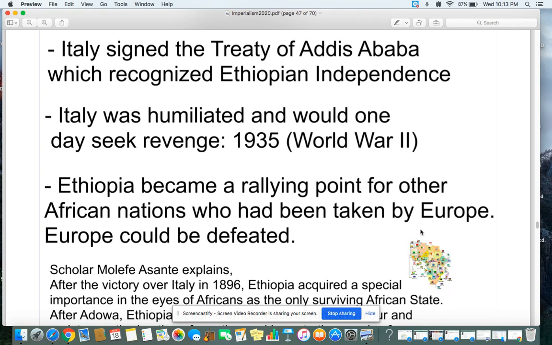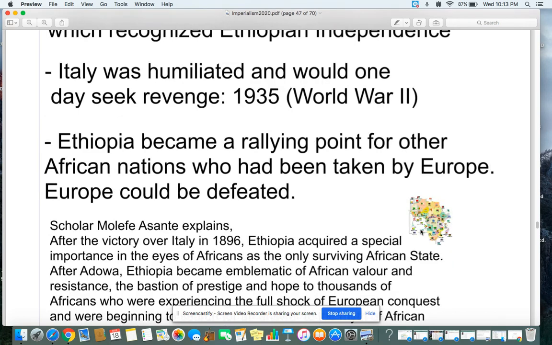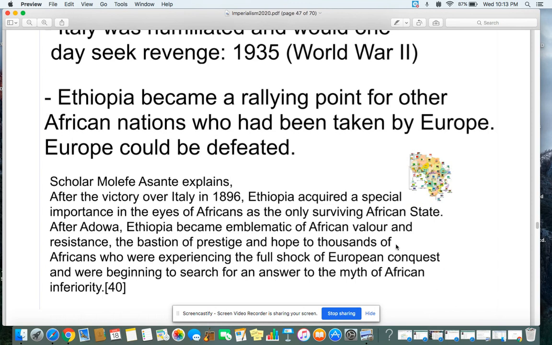There are a ton of African flags that have the same colors as Ethiopia, which are yellow, red, and green. Some of your map activities probably have that color. This is just talking about the significance of Italy losing to Ethiopia in 1896 and how Ethiopia then became very important in the eyes of Africa and became kind of the symbol of African valor and resistance.